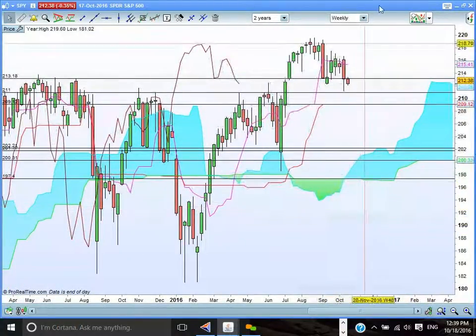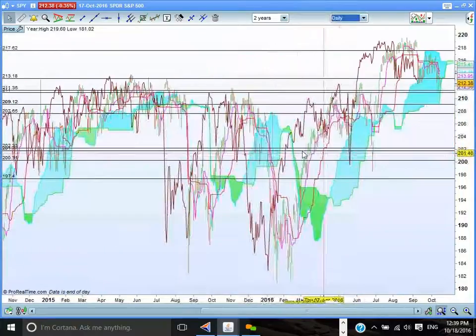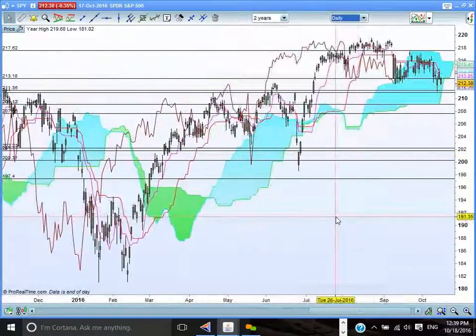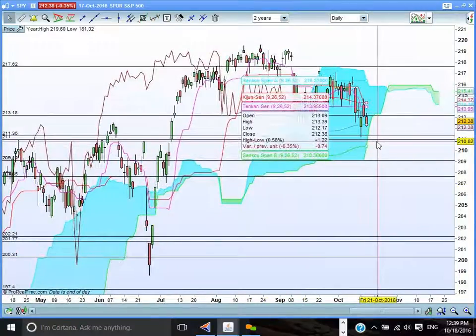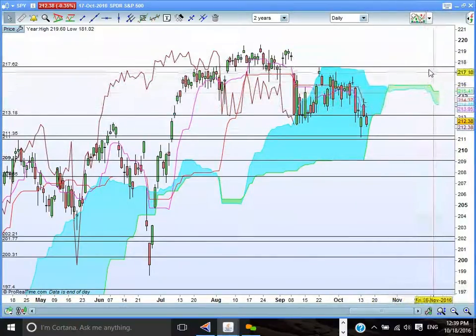But from a daily SPYDR perspective, the S&P is close to support, and that would make a nice entry point for a year-end rally back up to the bottom end of the cloud, or the top end of the 217. Okay.